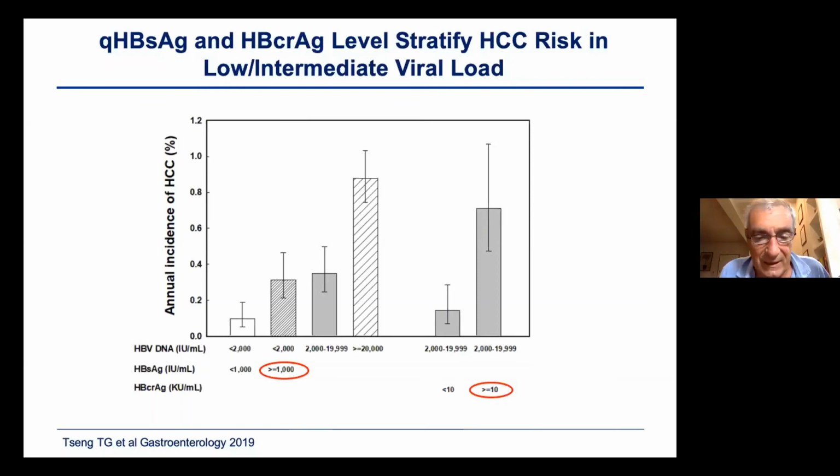of cccDNA. So the information here is that if you use the cutoff of 1,000 HBs antigen in the low viremic patient, you can identify those who are more prone to develop liver cancer every year. And this is even more so in patients with intermediate viremia. In patients with intermediate viremia, having more than 10 kilounits of hepatitis B core-related antigen identifies those patients who are more likely to develop cancer compared to those who have less than 10. So this might be really impactful.